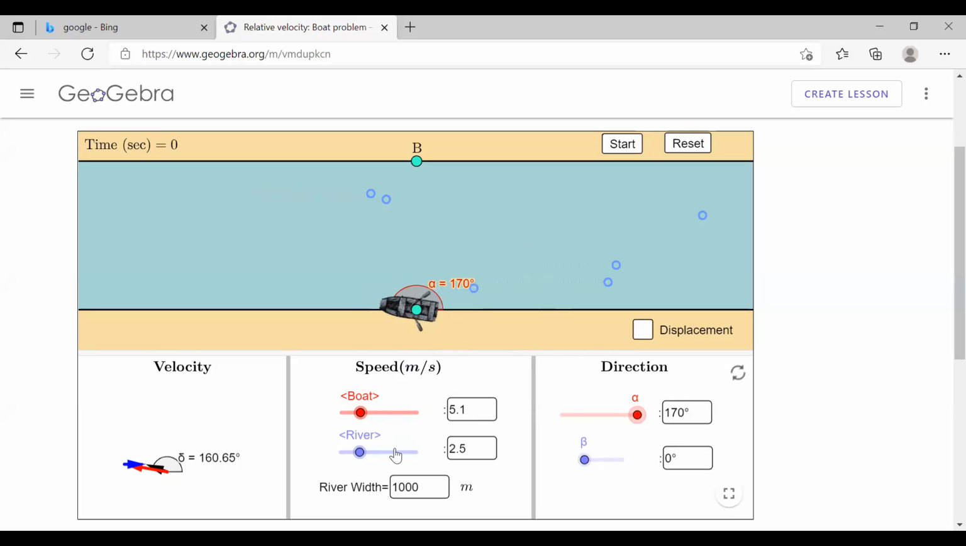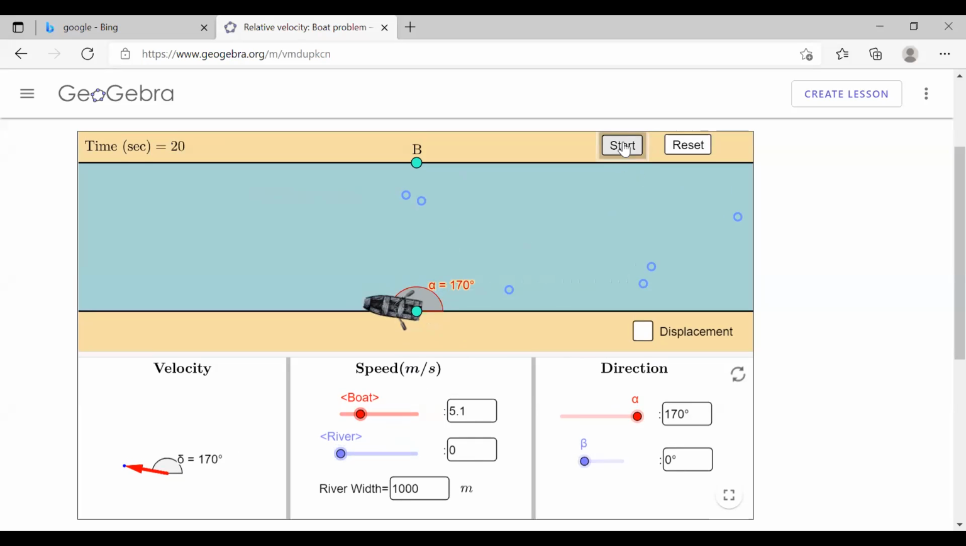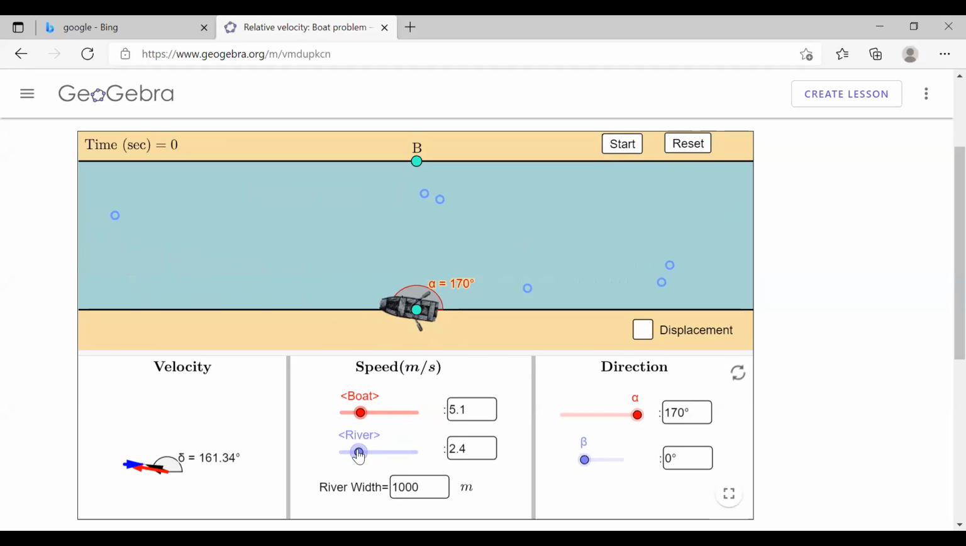Now, here also suppose there is no river, meaning there is no velocity for the river. The river is not flowing. It is still. Then if you start, it is going slowly with a speed of 5 meters per second. Now, the moment I increase the velocity of the river, the river is flowing to the right side, but my boat direction is opposite to the direction of the river. Now, if I start, will it go with the same speed of 5, or will it go with 7.6?